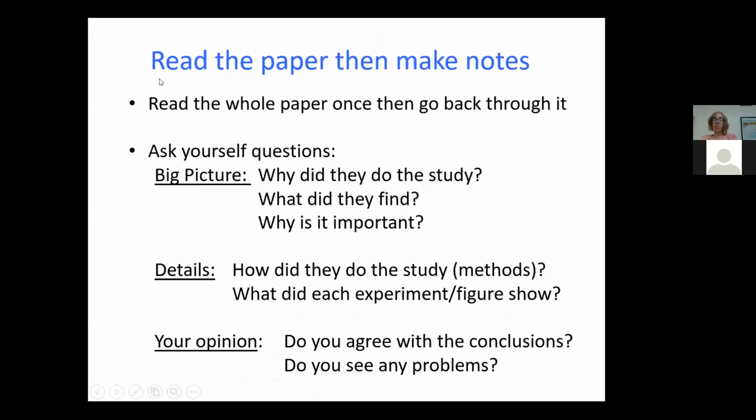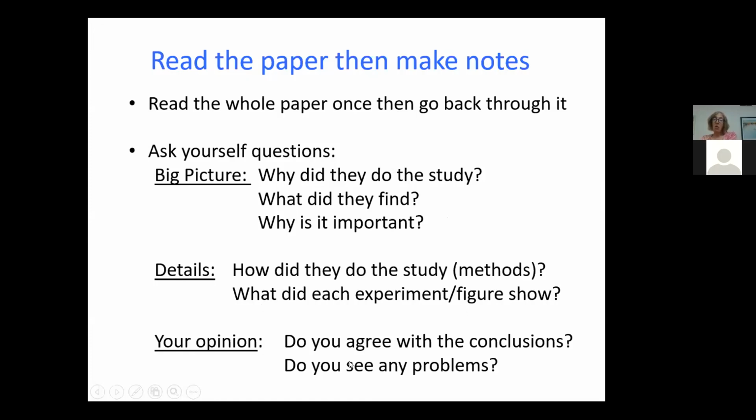So what you want to do, it's a bit like I said earlier, read the paper, make notes, and then ask yourself, what's the big picture? Why did they do this study? What did they find? Why is it important? This is what you want to convey to your audience. And then to explain it, you're going to need to get into some of the details. How did they do the study? And what do the different figures and experiments show?